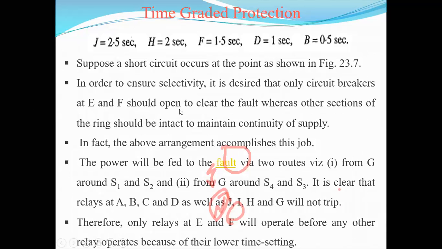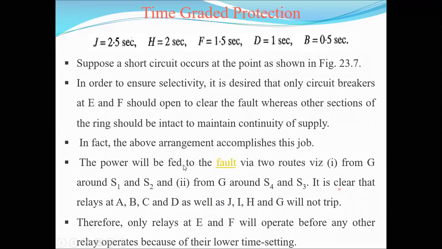E and F should open to clear the fault, whereas other sections of the ring should remain intact to maintain the continuity of the supply. Therefore, the other sections have to maintain the continuity of the supply. We only disconnect the feeder line between E and F. The other feeder lines give continuity of the supply.